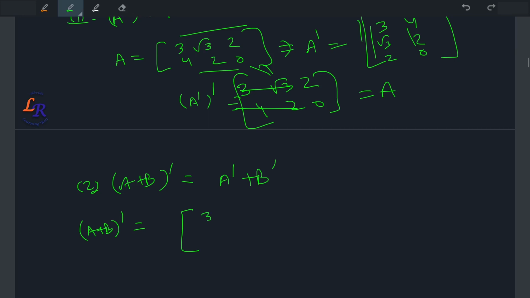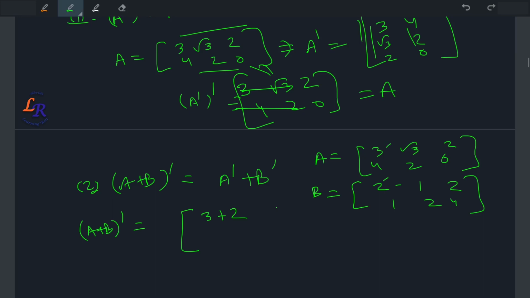Let me again write the A and B values, just to not forget. A is 3, root 3, 2; 4, 2, 0, and B is 2, minus 1, 2; 1, 2, 4. So A plus B will be: you add these, 3 plus 2, then root 3 minus 1, then 2 plus 2, here 4 plus 1, here 2 plus 2, and here 0 plus 4. You solve it and get something like this: 5, root 3 minus 1, 4; 5, 4, 4.